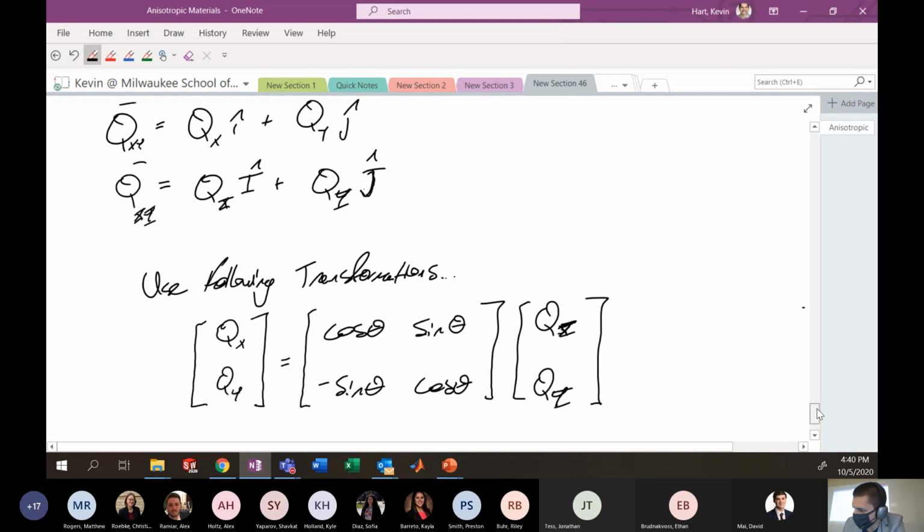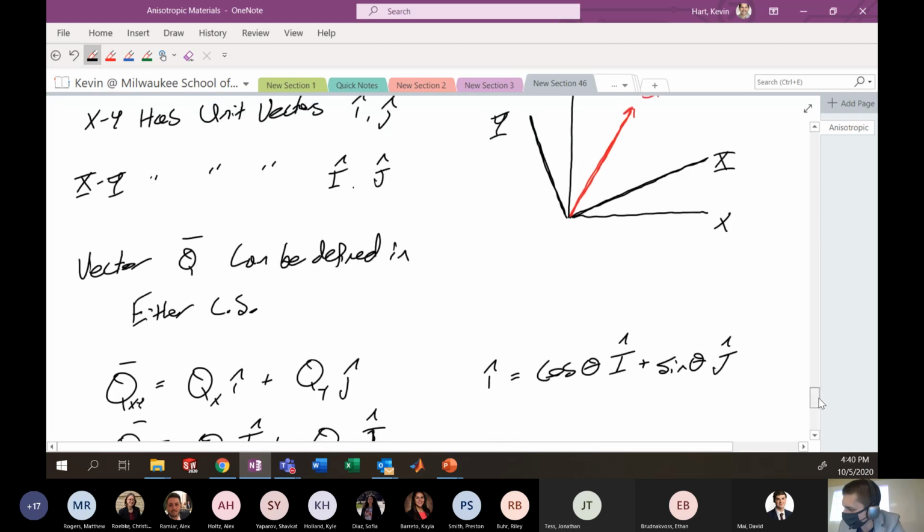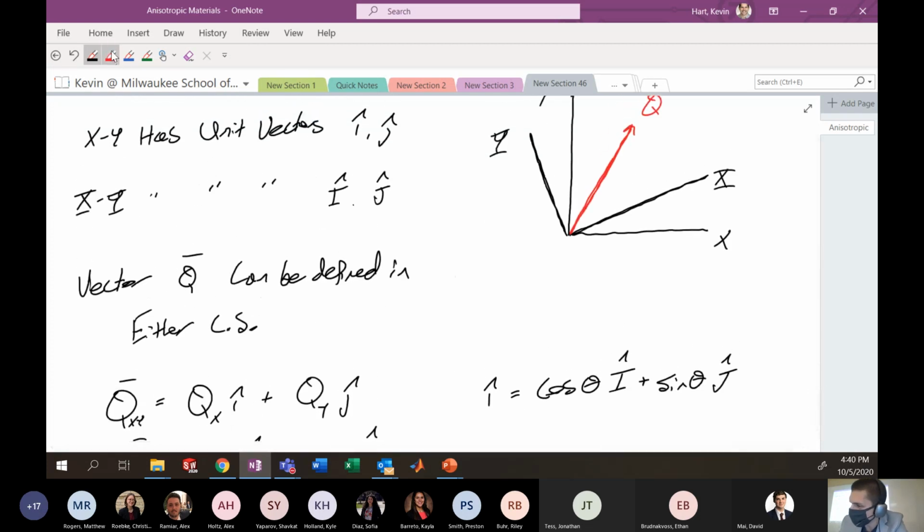And that is because you have transformations that look like this: little i, which can be written in terms of cap I and cap J. So this would be like cosine theta cap I plus sine theta cap J. And this is kind of intuitive from the picture, right? So I want to write little i, which is more or less this portion of this coordinate system, in terms of cap I and cap J.